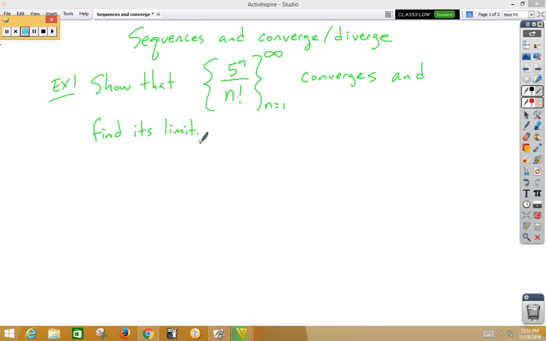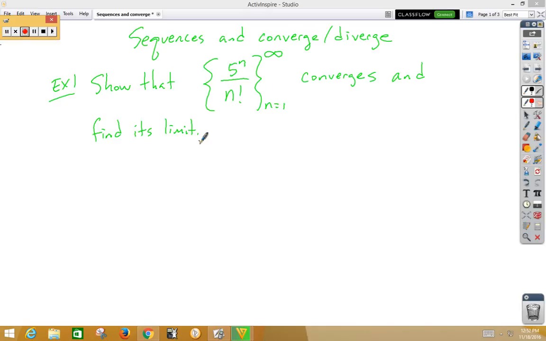In this video, we're going to look at sequences and whether sequences converge or diverge. Here we're talking about the nth term, the last term. So will it converge or diverge? Do not get this confused with series.